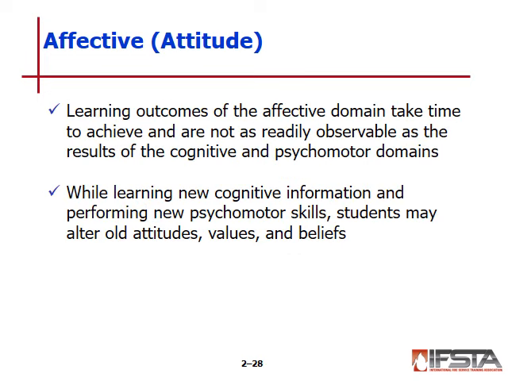Now, learning outcomes of the affective domain take time to achieve, and a lot of times they're not readily observable as a result of the cognitive or psychomotor domains. So while learning new cognitive information and performing the new skills, students may alter old attitudes, values, and beliefs. A good example would be, we preach, you're working with ladders, make sure you have your hat, hands, and feet, or whatever the case may be for your safety gear. You wear your helmet, and you wear your helmet appropriately with the chin straps on, and you always have your gloves. Well, you may not see that attitude change until after they're out of the class.